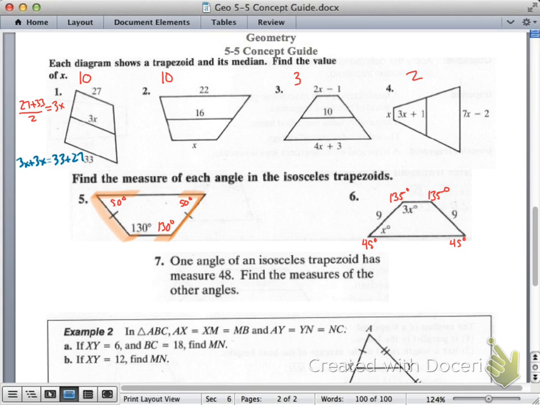Well, really, the question is, you have an isosceles triangle. One of the angles is 48 degrees. So this ends up being just like number 5. It's just it didn't give you the trapezoid, so you have to go draw it yourself. That's not a big deal, unless you're lazy, which, never mind.